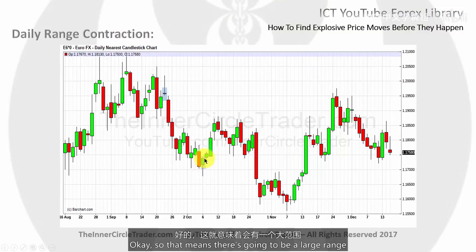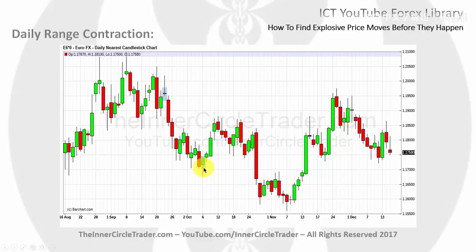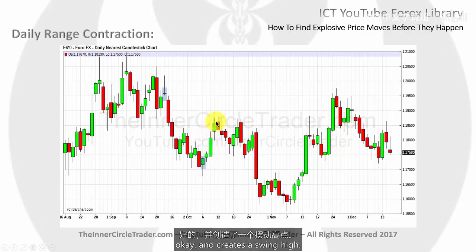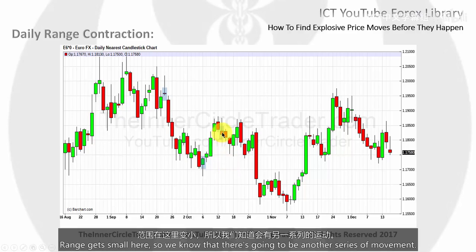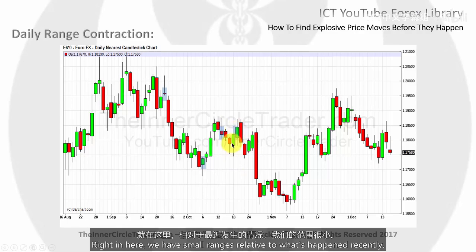Okay, so that means there's going to be a large range expansion or a series of directional movement after this day forms. We see that here, several up close days, and it creates a swing high. Range gets small here, so we know that there's going to be another series of movement. We have down close candles. Right in here, we have small ranges relative to what's happened recently.